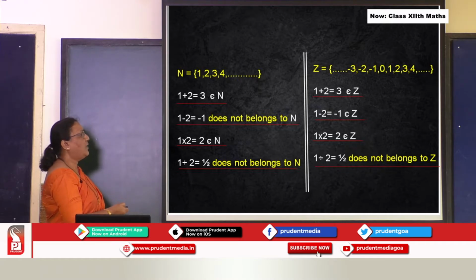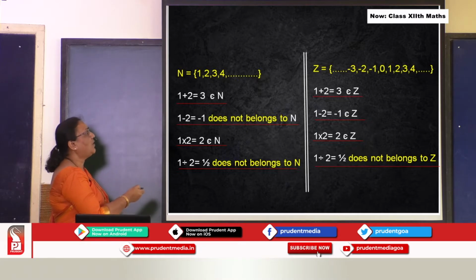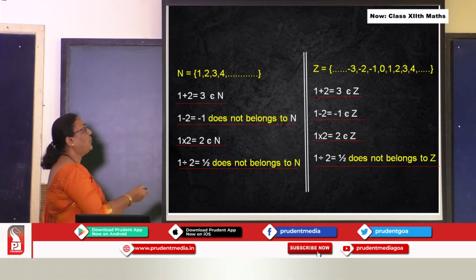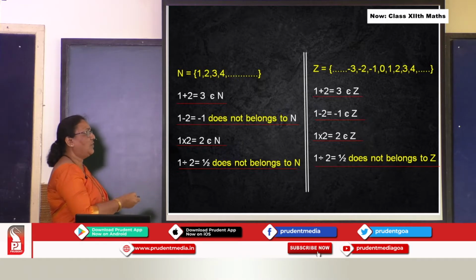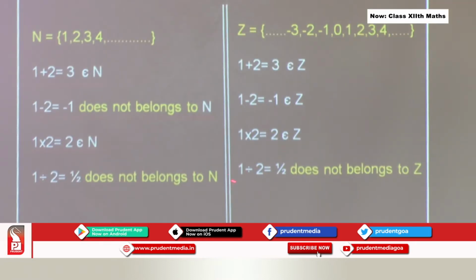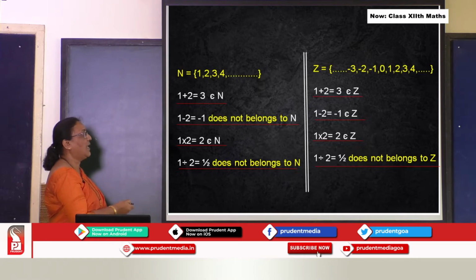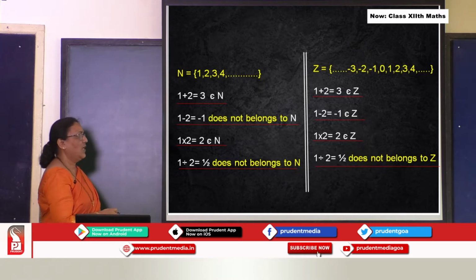Now 1 divided by 2 is half, and half is not a member of this set. But if you take 4, 4 divided by 2 is 2, and 2 is a member of this set. It does not mean that division is a binary operation. You have to check that each and every member belongs to this set. If sometimes it is correct but sometimes it is not, then it is not a binary operation. Is it clear to you all?